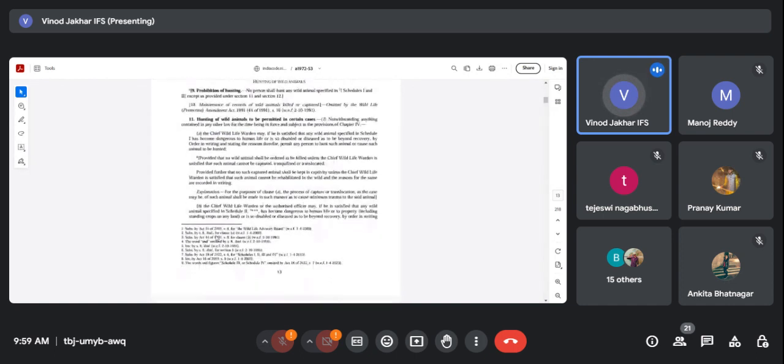Now there is another section. Before you kill that animal, provided that no wild animal shall be ordered to be killed unless the Chief Wildlife Warden is satisfied that such animal cannot be captured, tranquilized, and translocated. So before you decide to hunt it, you have to do this.